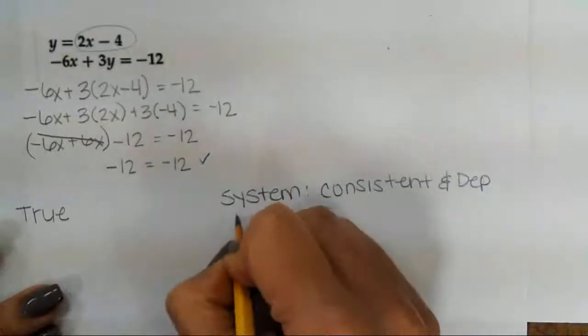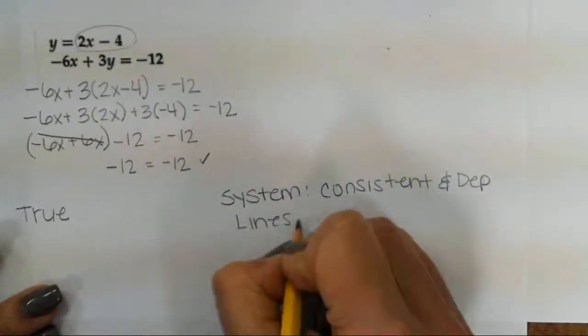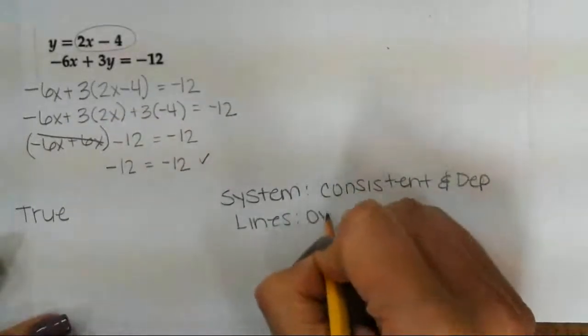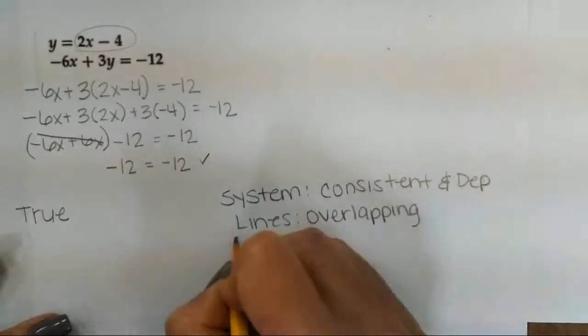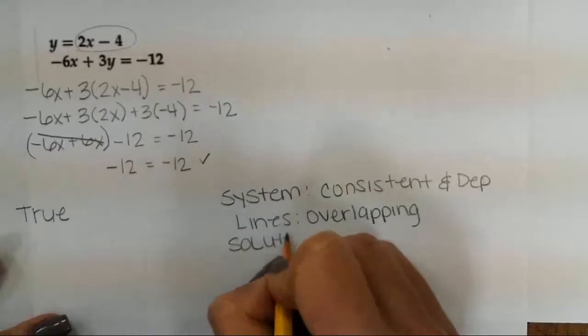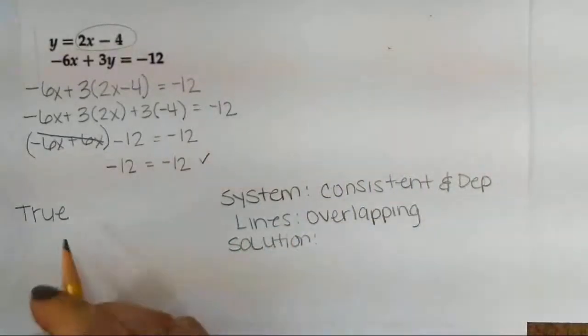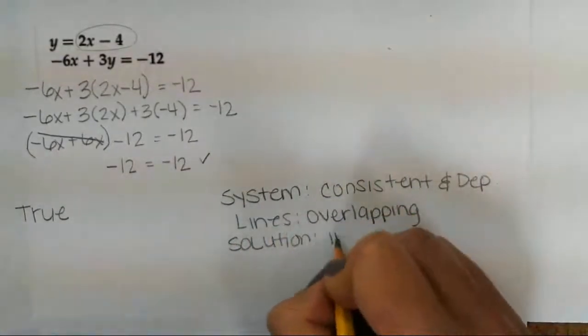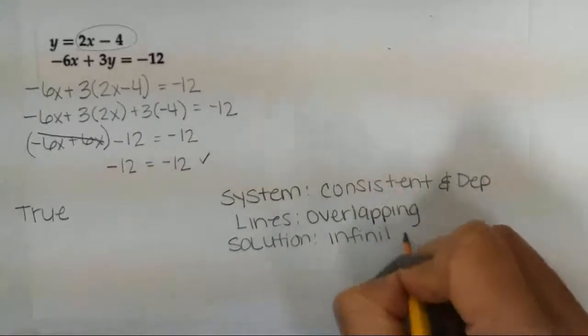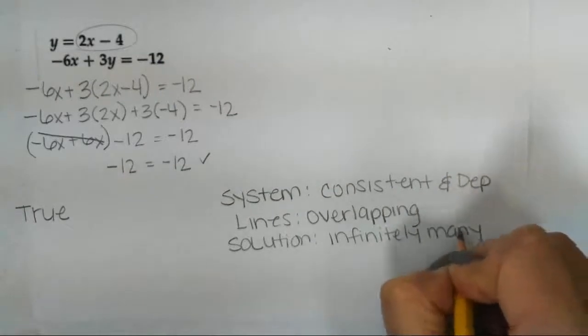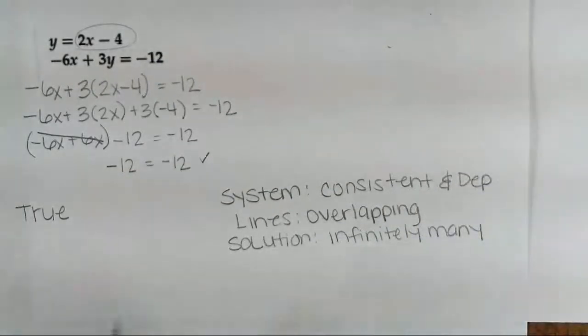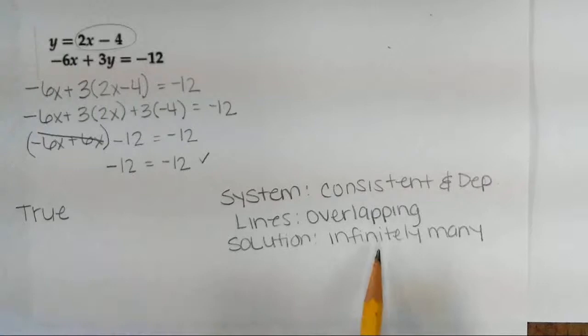And the type of lines are overlapping. And now again, my solution, in this case, when it's a true statement, is infinitely many. Infinitely many. So whenever you have a true statement, that means you have an infinite number of solutions. So that's something that you want to keep in mind.